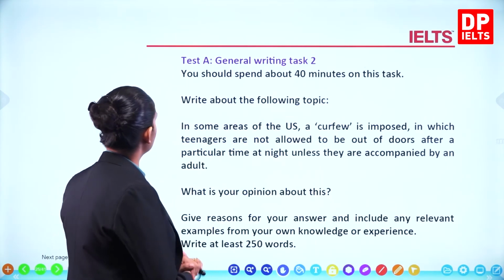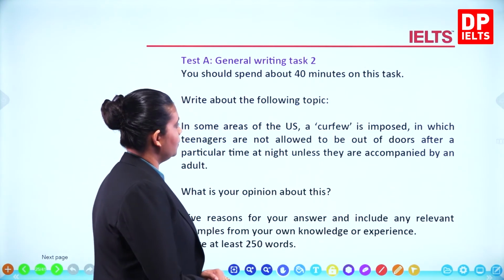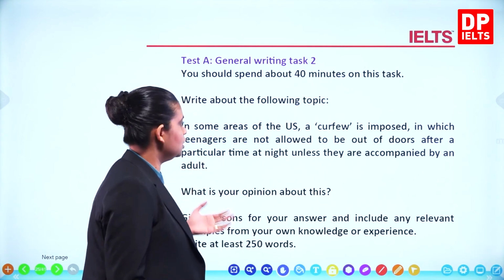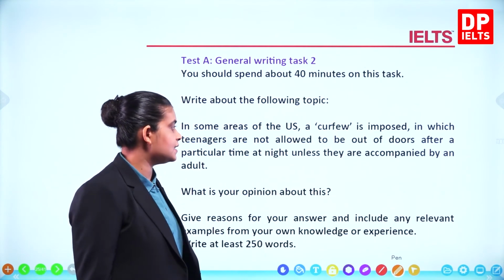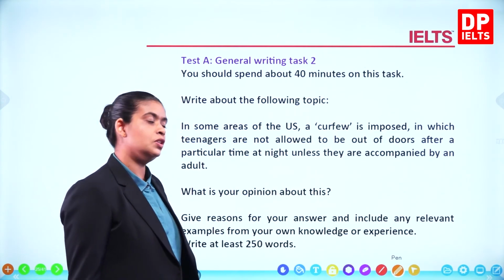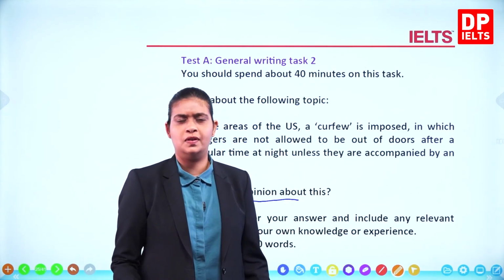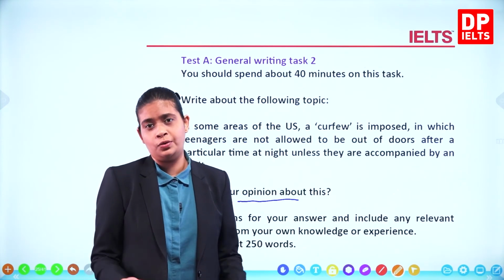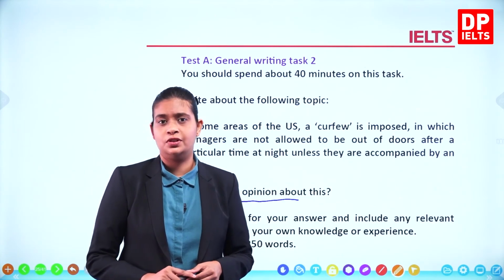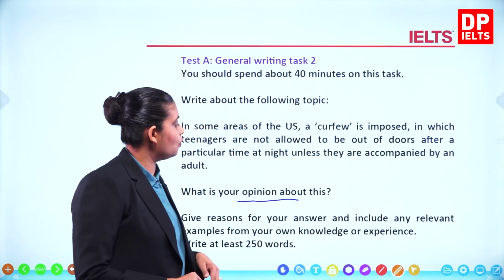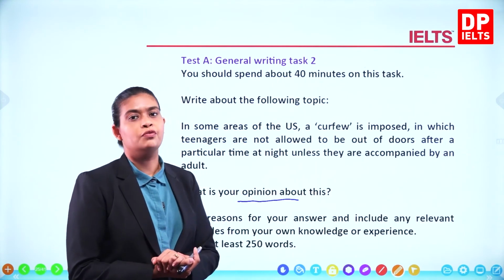Now moving into task 2, right? In some areas of the US, a curfew is imposed in which teenagers are not allowed to be out of doors after a particular time at night unless they are accompanied by an adult. What is your opinion about this, okay? Now, might not be a common fact in Sri Lanka, okay, because most of us, even when we are older, we go with our parents, but abroad, it's quite common to see youngsters going out alone even in the night, okay? So what do you think about this? Is it good or is it bad? Off you go, write it on your own.